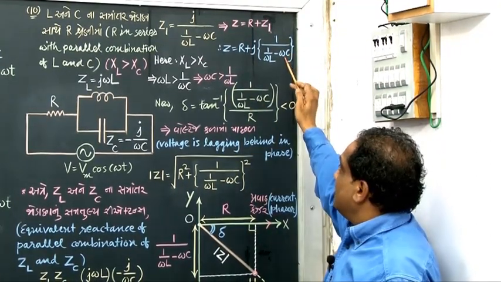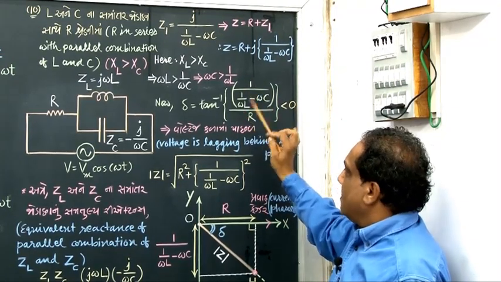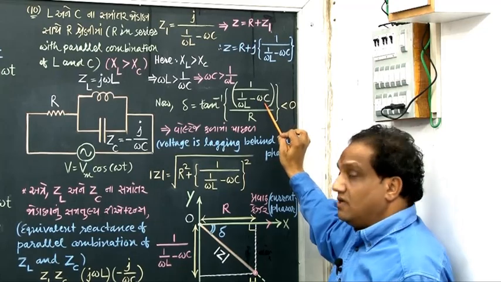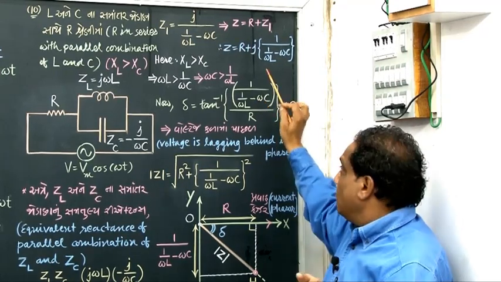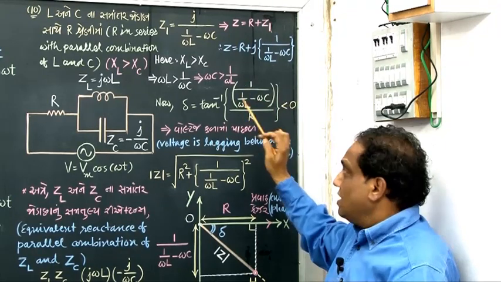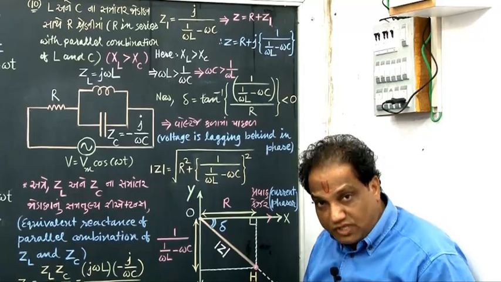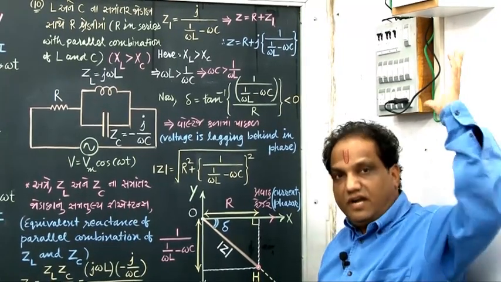If omega C is less than 1 upon omega L, then greater minus smaller will give you a positive number, positive upon positive. Tan inverse of a positive number, then delta will be positive. When delta is positive, voltage is leading ahead in phase.